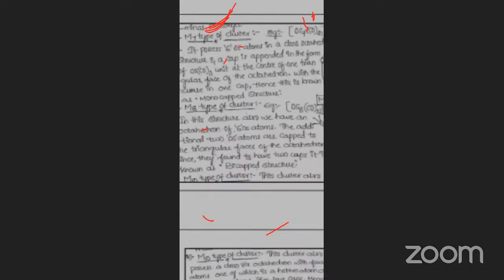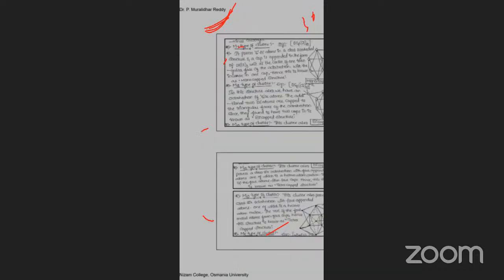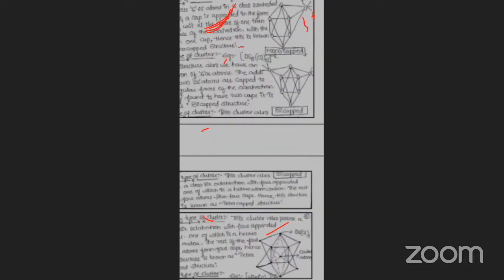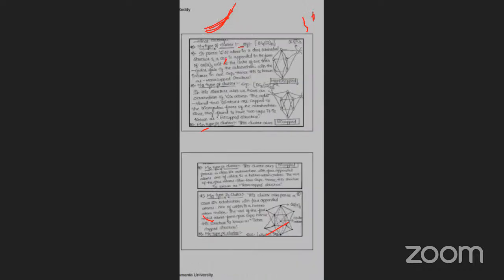The next cluster is the M8 type, Os8(CO)22. That is a bicapped structure: two Os(CO)3 units are increased. This is one Os(CO)3 unit and this is another Os(CO)3 unit. This is called a bicapped structure.